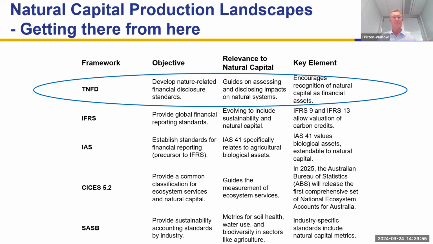Look at where we're getting from here is the TNFD. You can see that emerging. As I mentioned with the ABS, they're adopting the CICES 5.2 for the first comprehensive set of national ecosystem accounts for Australia next year. So that's very exciting and very important. So it's happening. This thing is coming.